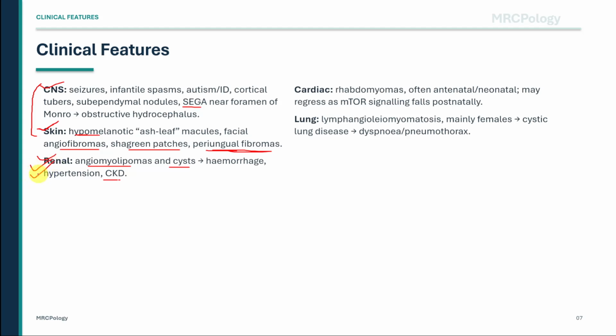Cardiac rhabdomyomas are often detected antenatally or in the neonatal period. They may regress with age, partly because mTOR signaling falls postnatally. Lung involvement is lymphangioliomyomatosis, mainly in females, causing cystic lung disease. Patients may present with dyspnea or pneumothorax.